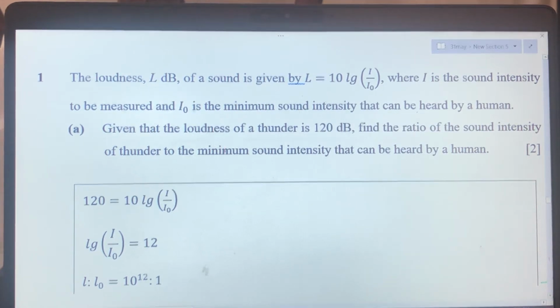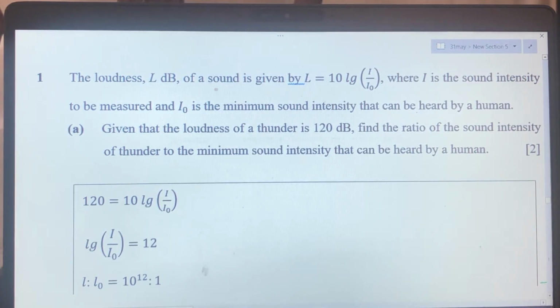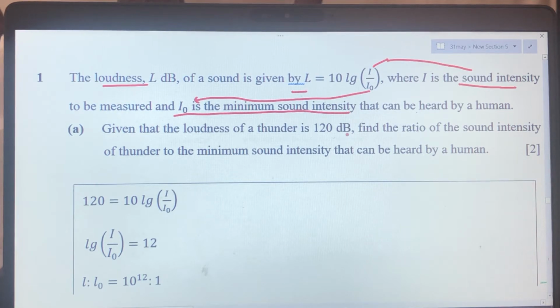Okay, this is the corrections for A Maths Paper 1. The loudness L decibels of a sound is given by this. L represents the loudness and I is the sound intensity to be measured. This is your I, whereas I naught is the minimum sound intensity that can be heard by the human, given that the loudness of a thunder is 120.